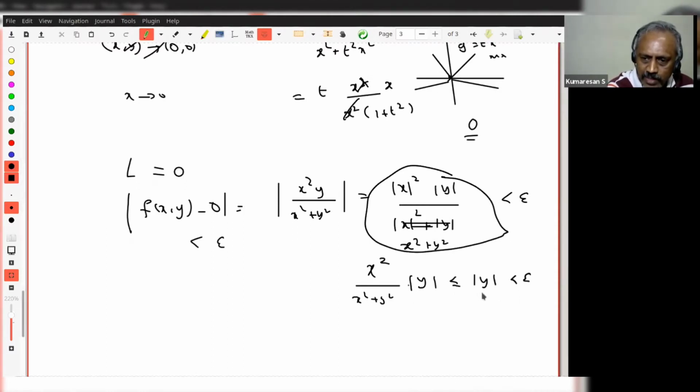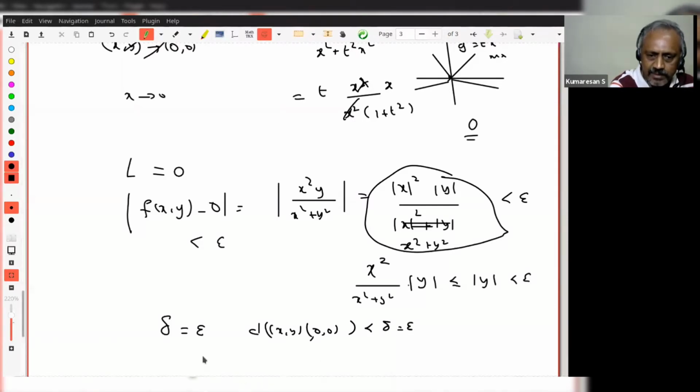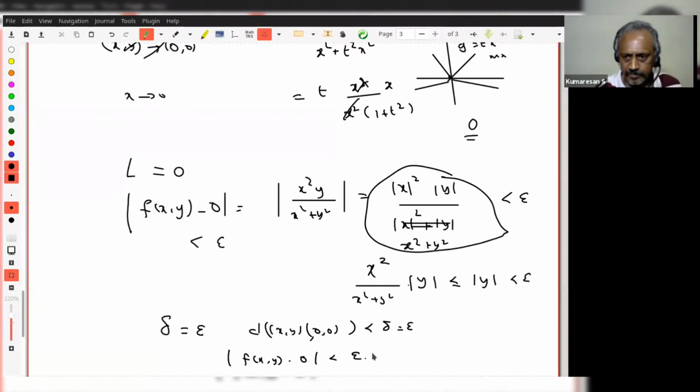Okay. That means what? This mod y stands for mod y minus 0. That is the distance between y and 0. Therefore, I only have to take epsilon equal to delta. Okay. Therefore, if the distance between (x, y) and (0, 0) is less than delta, which is equal to epsilon, then mod f(x, y) minus 0 is less than epsilon. I will go through the proof.